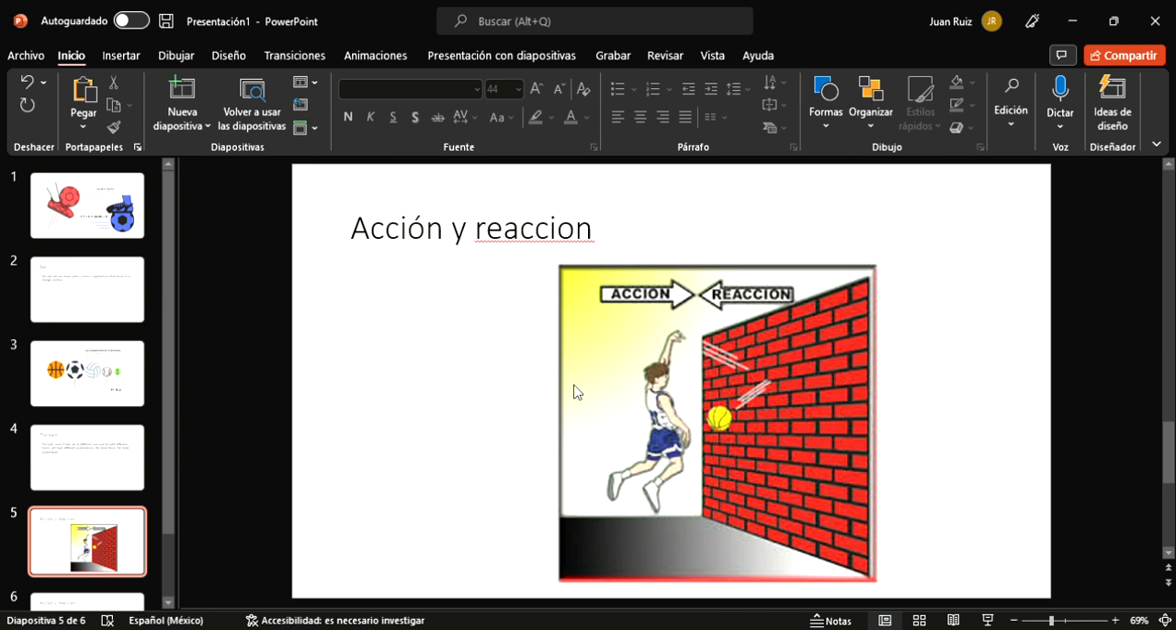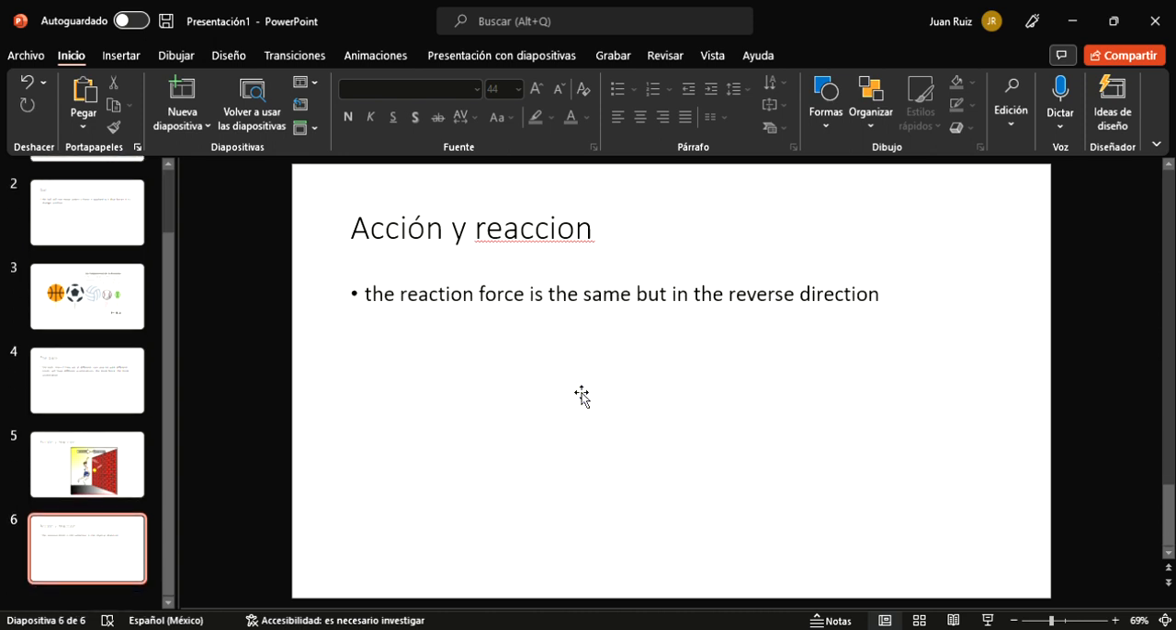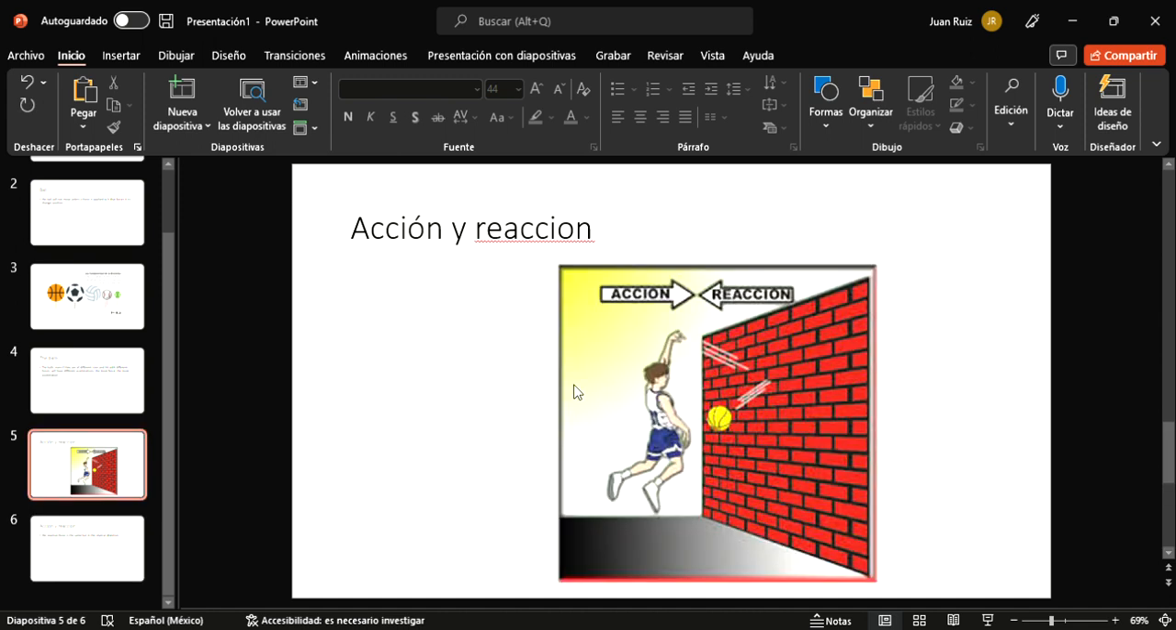And Newton's third law, principle of action and reaction. The reaction force is the same but in the reverse direction. Newton's third law postulates that every action generates an equal reaction but in the opposite direction.